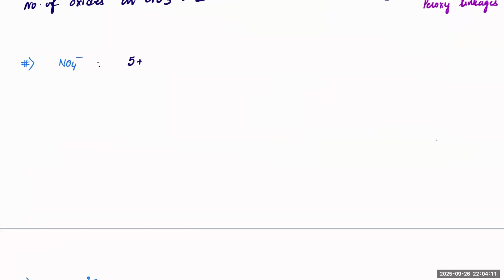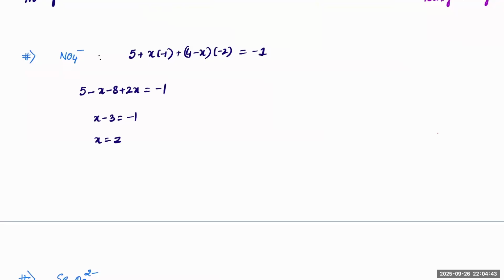So same way we can do it for here. So 5 plus, let's say there are X number of peroxides. So that leaves behind 4 minus X times of minus 2, which is simple oxides. That should be overall equal to minus 1. So we have 5 minus X minus 8 plus X overall equal to minus 1. So X minus 3 equal to minus 1. So X is equal to 2.